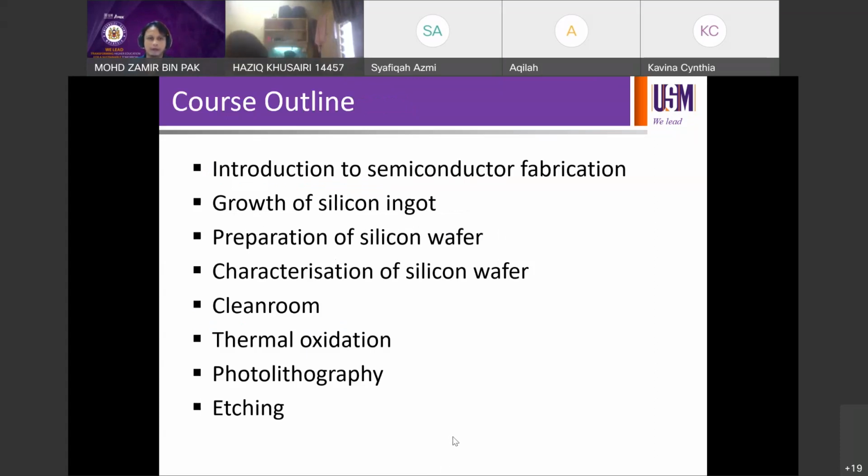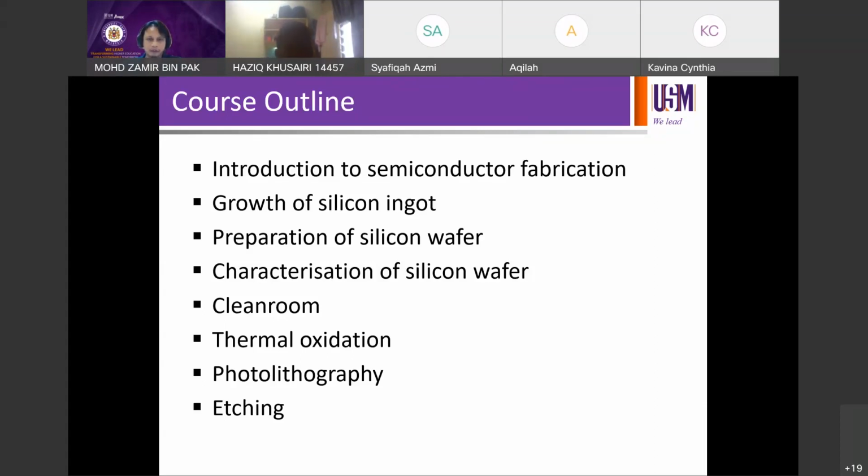So a little bit of course outline. We're going to start with introduction to semiconductor fabrication, and then we're going to learn about the growth of silicon ingot. We discussed a little bit about silicon ingot in 386, but we didn't really discuss the process of how we actually fabricate the ingot, right? Yang macam bantal tu panjang sebelum kita potong wafer. So how do we actually do the growth of silicon? And then from the ingot, we're going to learn how we slice the wafers and prepare the wafers with acceptable specifications or specs before it starts the fabrication process.